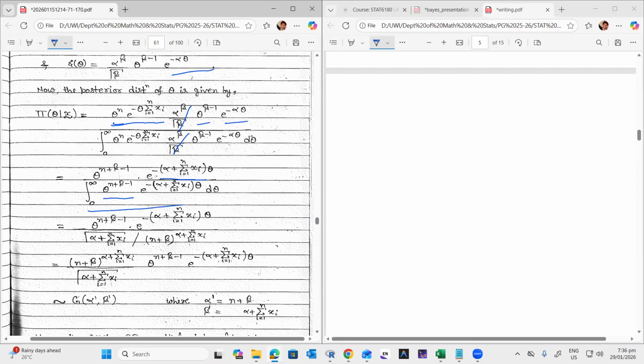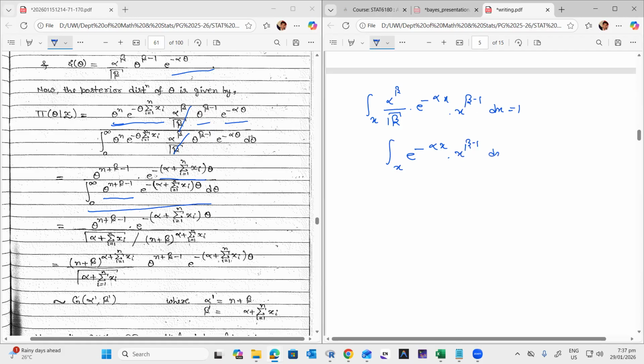So now compare it with the gamma density, that is the integral over the range of x of alpha raised to the power beta divided by gamma beta into e raised to the power minus alpha x into x raised to the power beta minus 1 dx should be equal to 1. So alpha raised to the power beta divided by gamma beta is a constant, so the integral of e raised to the power minus alpha x into x raised to the power beta minus 1 dx is equal to gamma beta divided by alpha raised to the power beta.